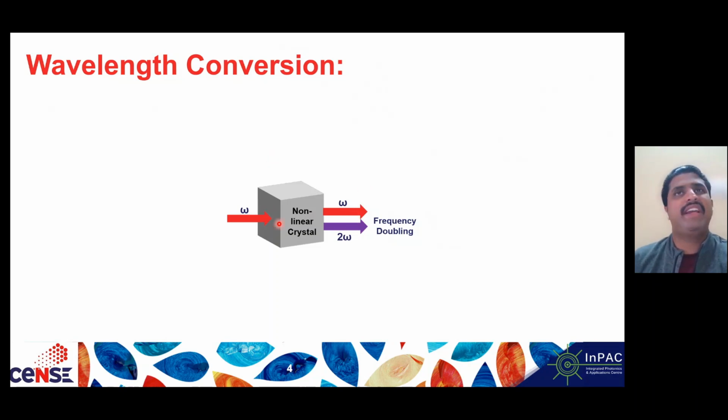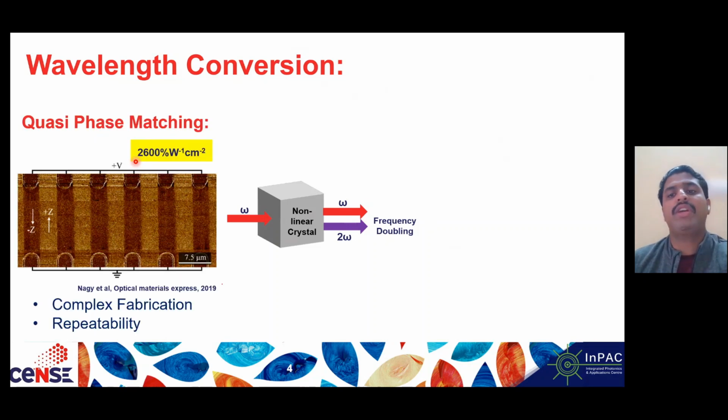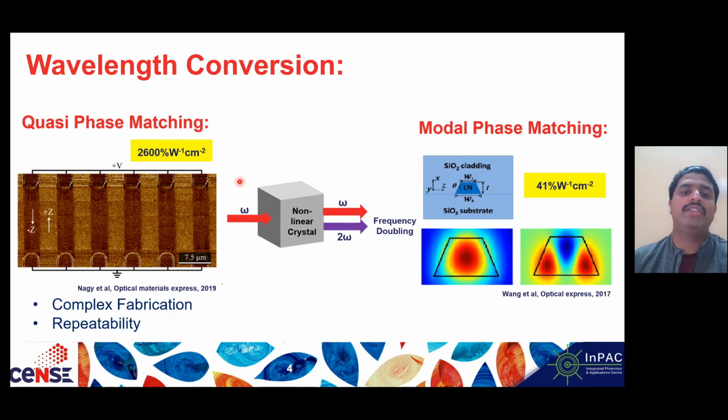In bulk crystals, we can send light through a particular plane of the nonlinear crystal, and we can achieve phase matching. But when you use a thin film platform like lithium niobate on insulator, you have to use either quasi phase matching or a modal phase matching technique to achieve really good conversion. People have shown by quasi phase matching about 2,600% per watt conversion efficiency, which is the highest to date.